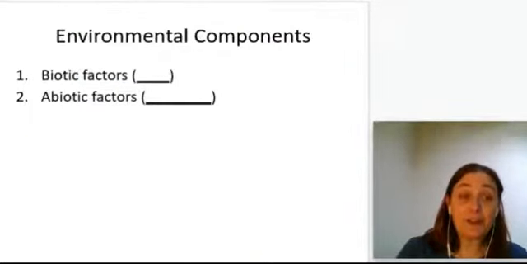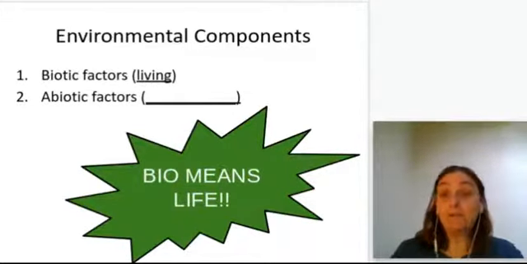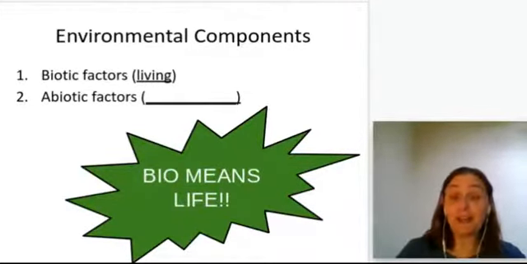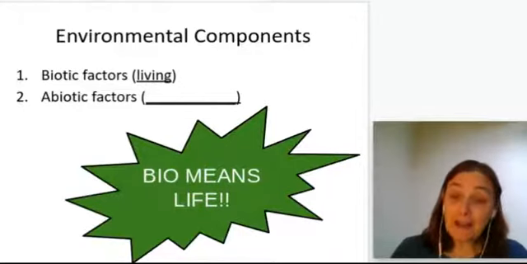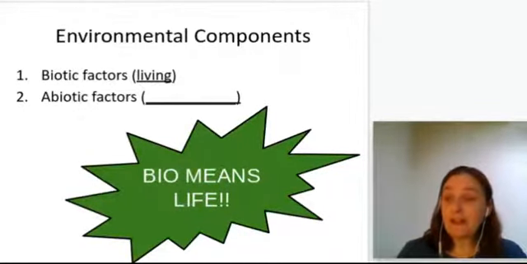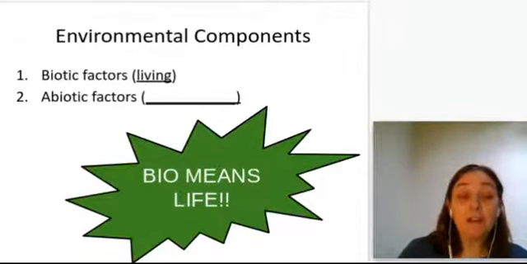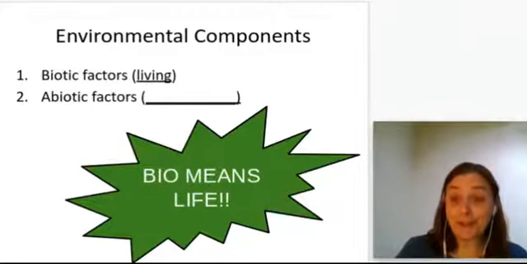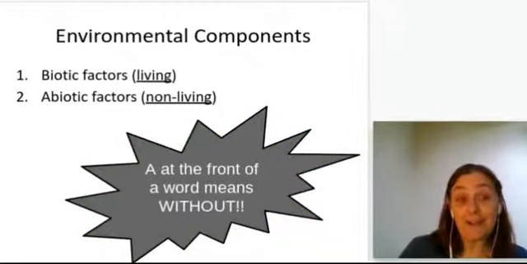Now, biotic factors are those that are alive, because bio means life. Ology is study of, biology is the study of life. That's what we've been doing all year. Bio means life. So biotic factors are the living things in the environment that impact an organism. So when you put a in front of a word, it means without. And so abiotic factors are non-living things.